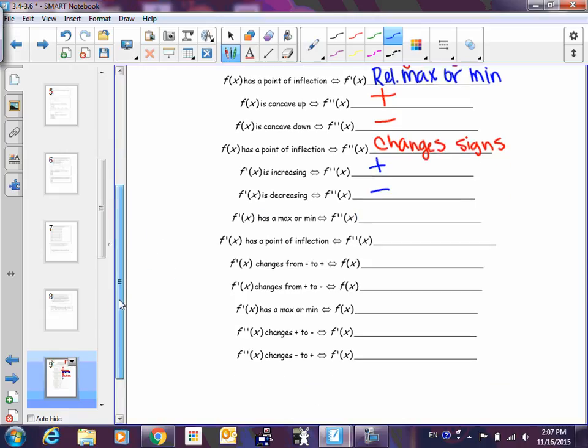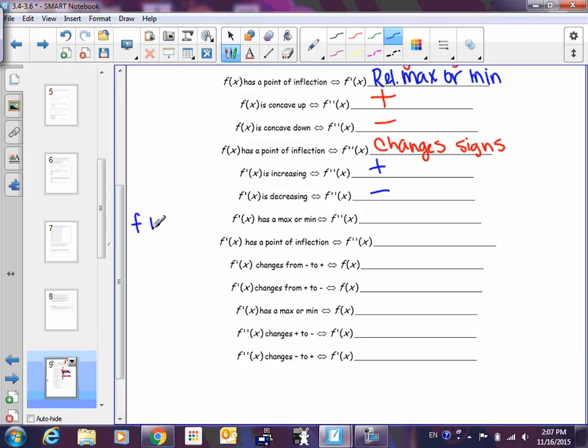Okay, what about when F prime has a max or a min? And just so I don't have to keep scrolling up or down, I'm going to rewrite the little chart here, and if you want to, that may be helpful because the more you write this, the better it will serve you. Okay, so when F prime has a max or a min, on F, that's a point of inflection. On F double prime, that's a change in sign. So here's another change of signs. It's not enough to put 0 or even undefined here. We have to have a change in sign.